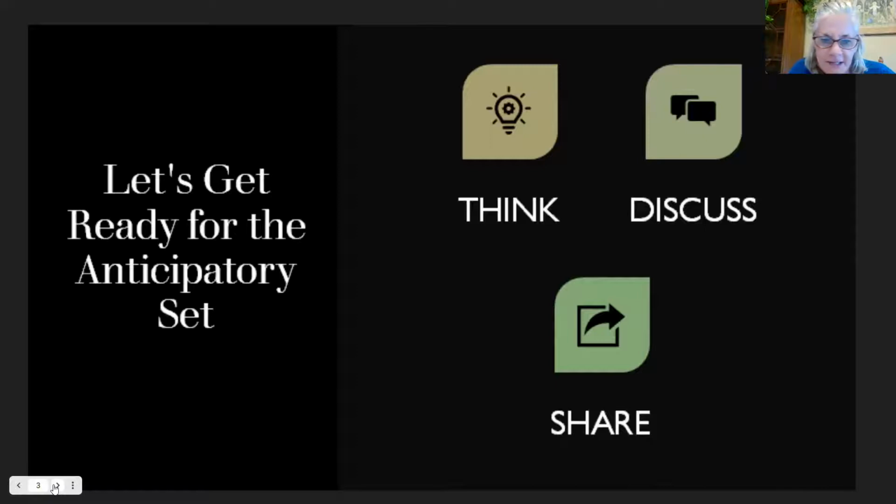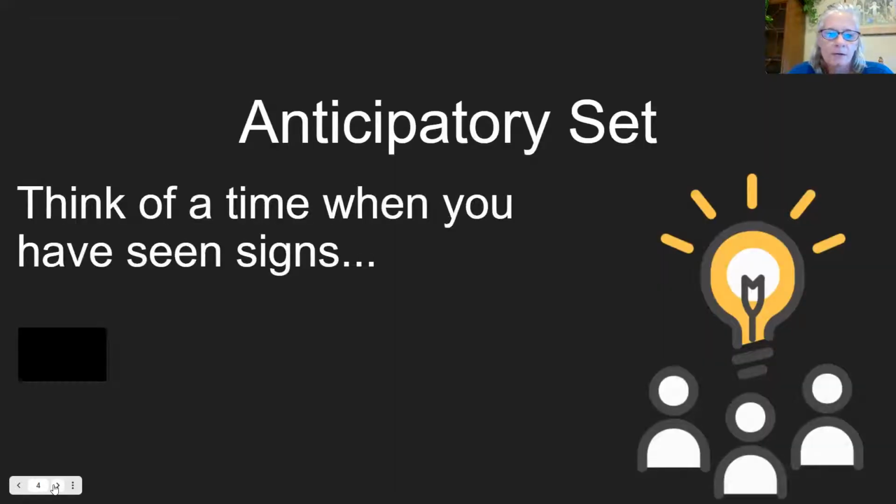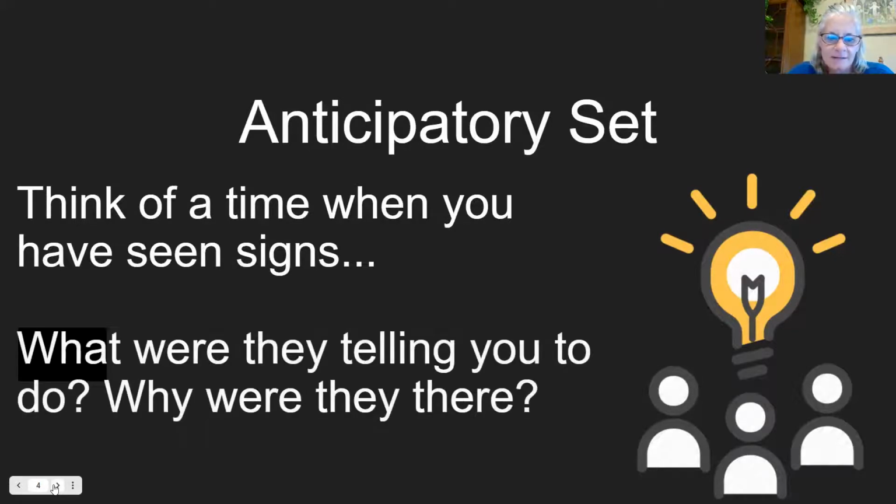So when we talk about our anticipatory set, it's to make you think, discuss, and share out. Remember, I said we're thinking about something in the past and kind of triggering some memories so that we can bring them forward so that you can add to the discussion that we're going to have. So think of a time when you've seen signs. What were they telling you and why were they there? Pause the video for discussion.